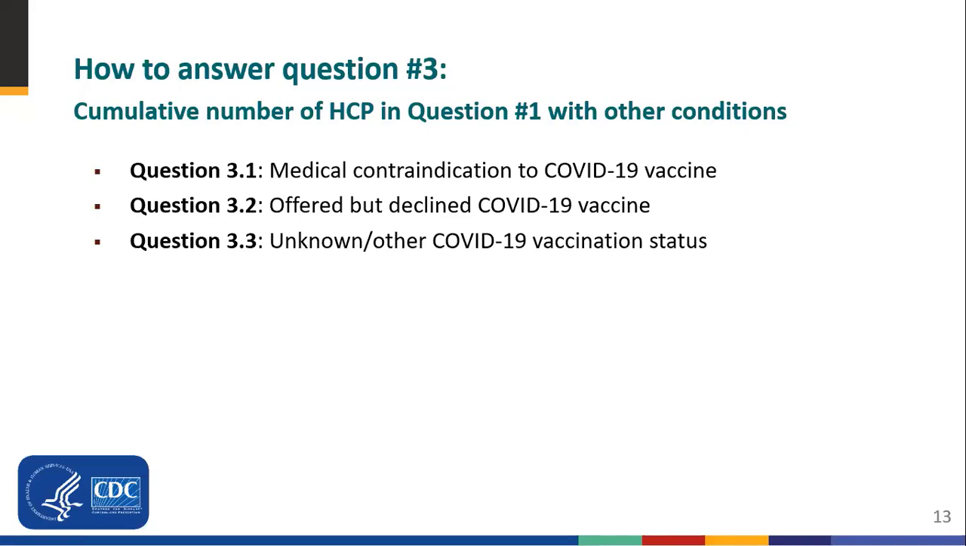Question 3.1 is defined as not up to date due to having a medical contraindication. Question 3.2 is defined as offered but declined the vaccine required to be up to date. Question 3.3 is having an unknown or other vaccination status.